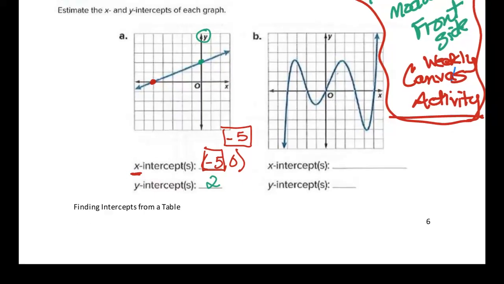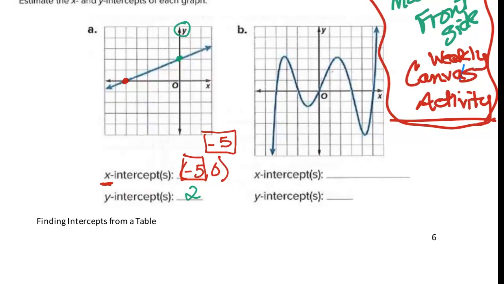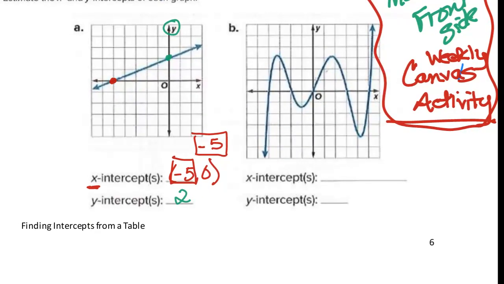All right. Now, take a look at this. This is a continuous nonlinear function. Continuous because it keeps going on forever. Nonlinear, it's not a line, and it is a function. What are or is my x-intercept for this graph?